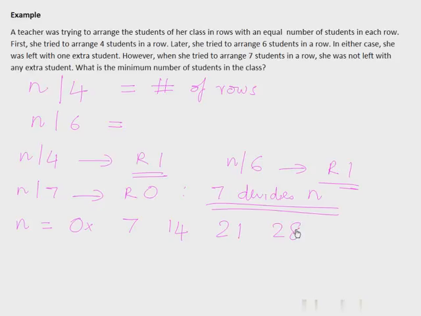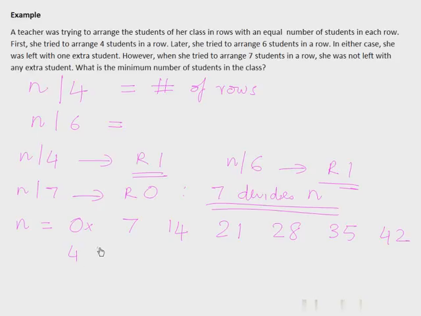Well, 4 divides 28, so it's not going to work because the remainder is not 1. How about 35? Does 4 divide 35? No, it doesn't. The remainder is 3. 32 is a multiple of 4 plus a remainder of 3. How about 42? If 42, the remainder will be 2. 4 times 10 plus 2.